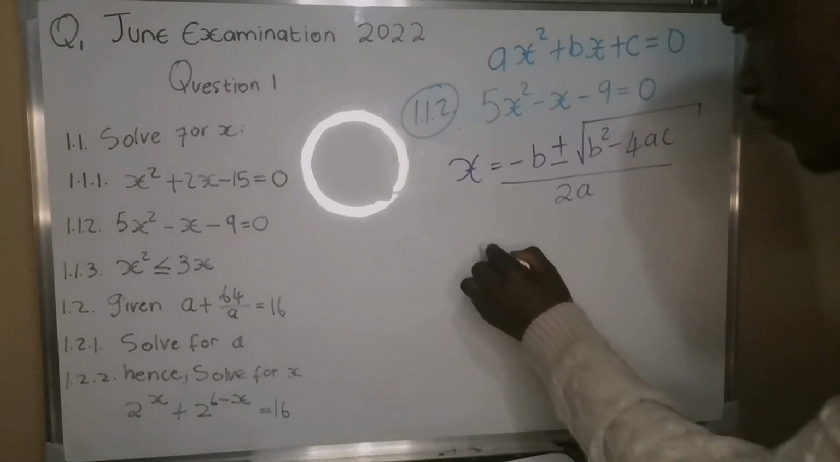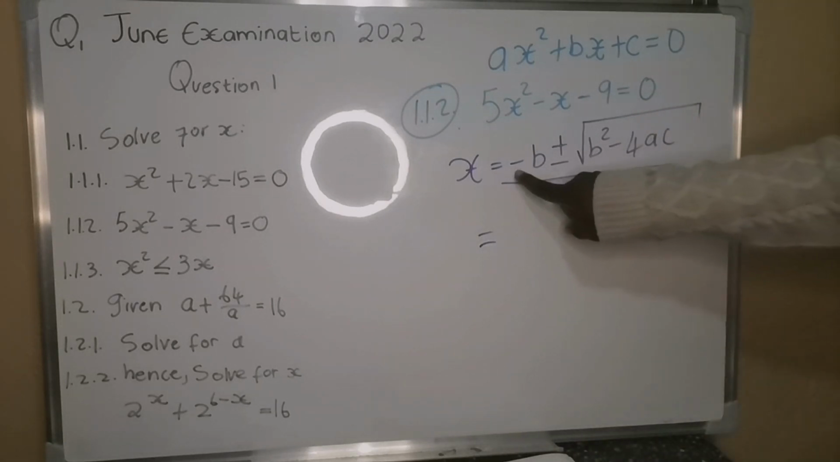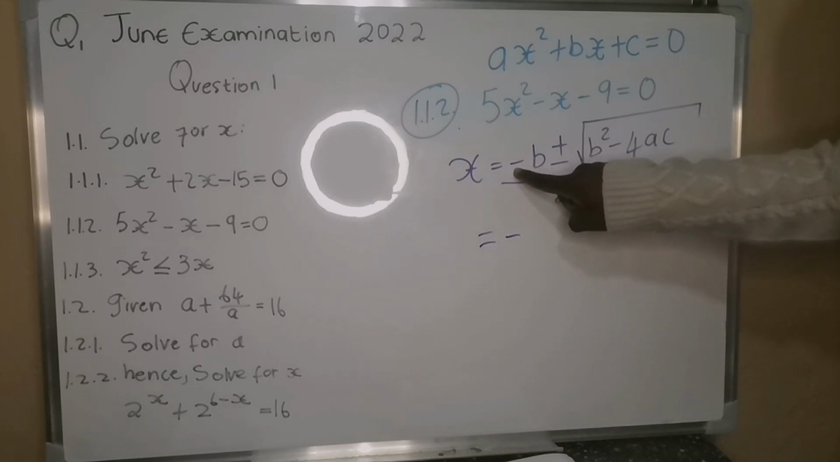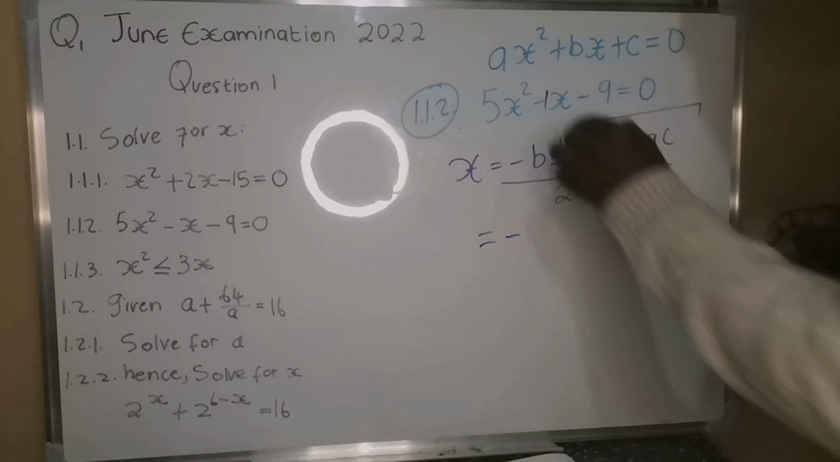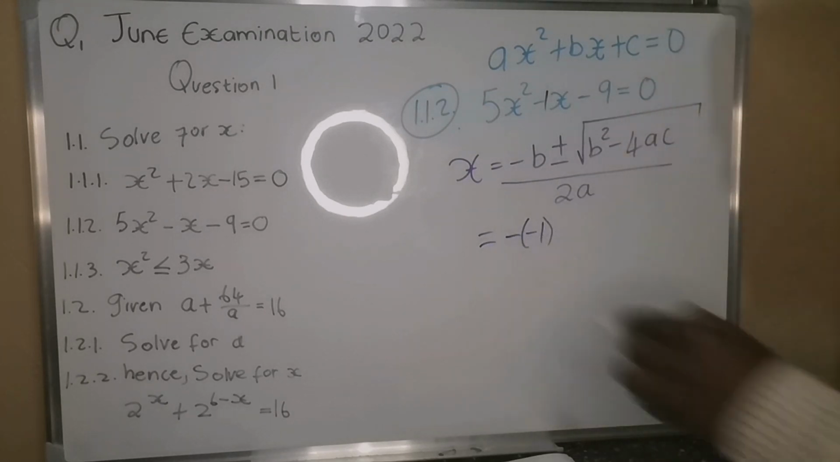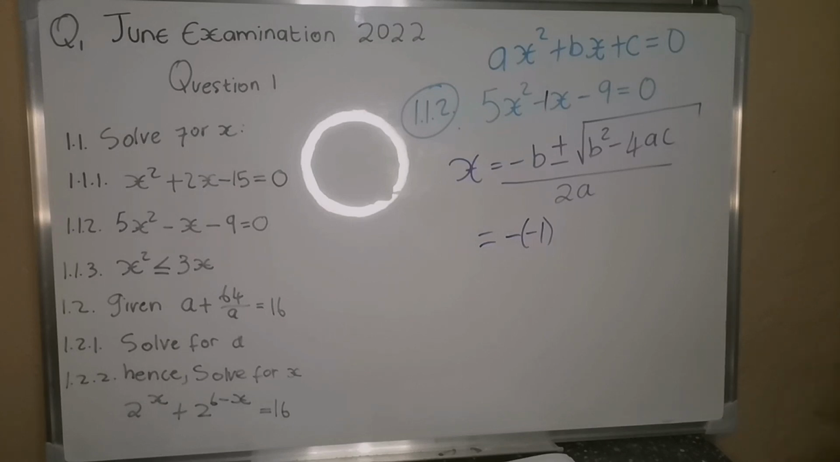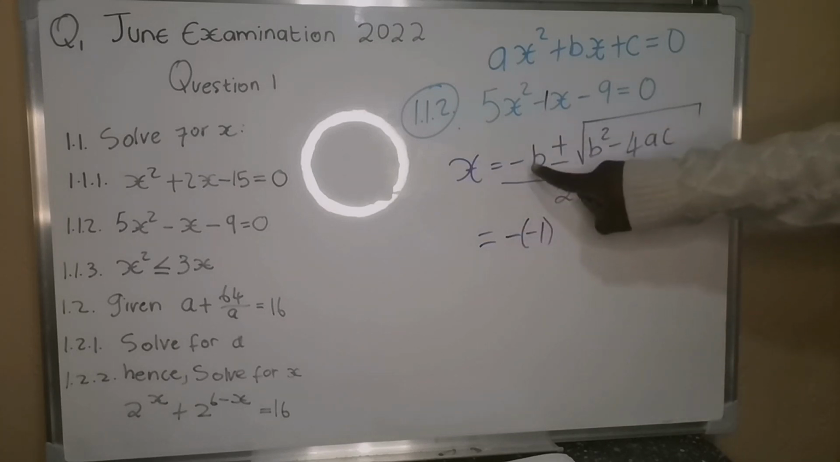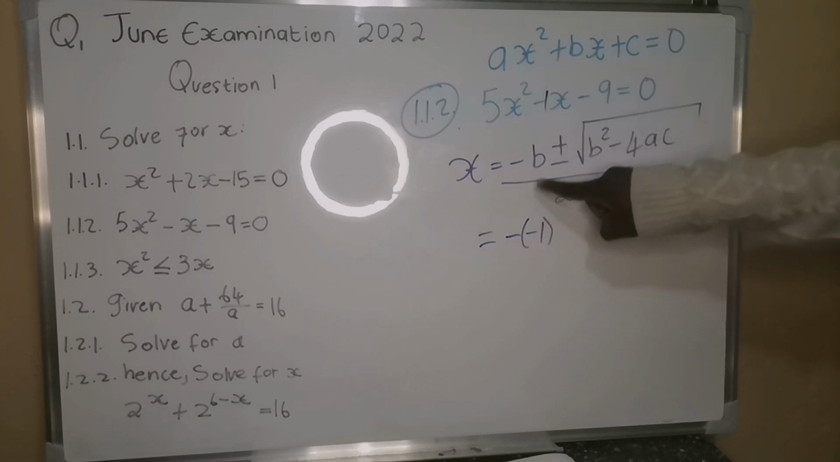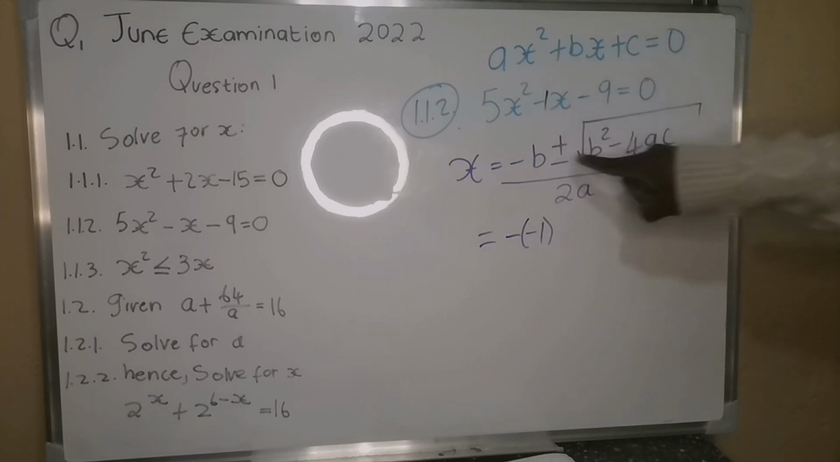So let us simplify. This negative is very important. You just put it first before you do anything about whatever b has got. Then you have b, which is -1. Then you open the bracket. It's very important to open the bracket, because if you don't, you sometimes get it wrong. You just put the negative of b, where b on the question is -1.